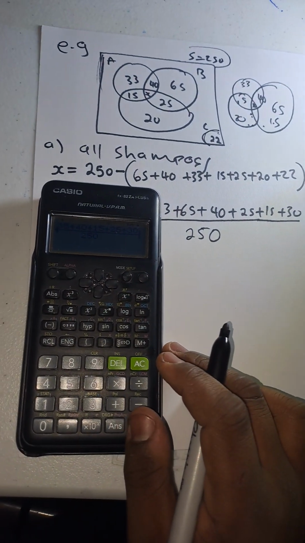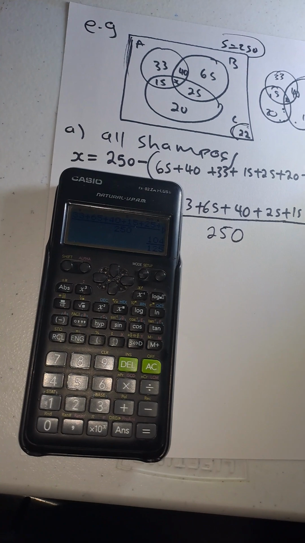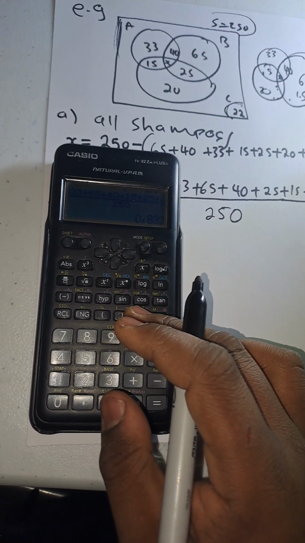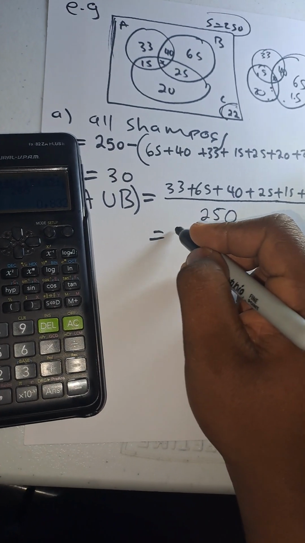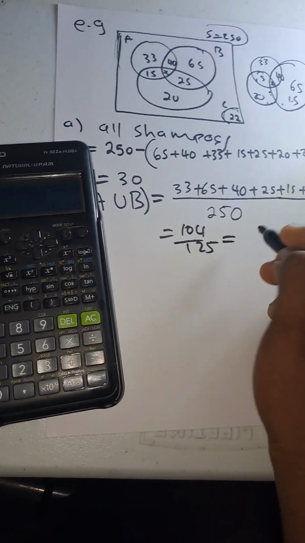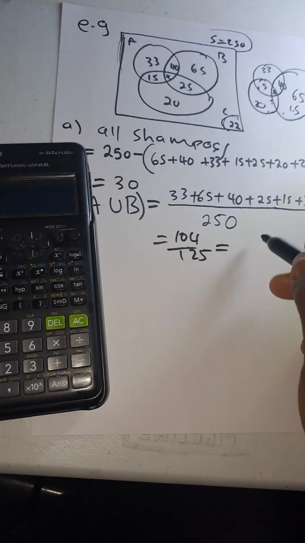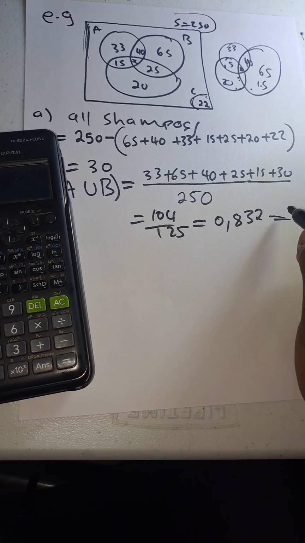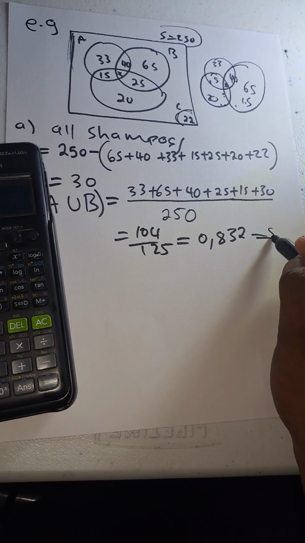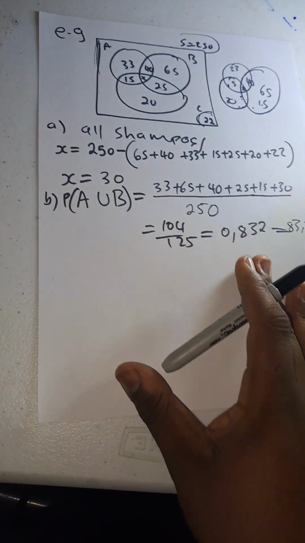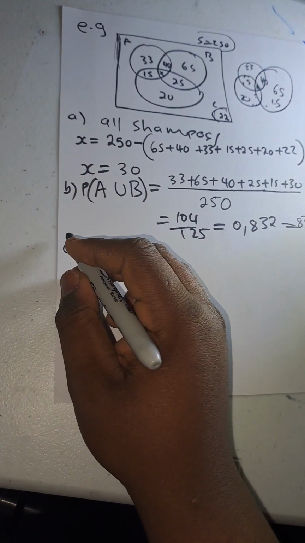Okay, let's check there. Yes, 104 over 125. Then we can take it to decimals. So let me write my answer. 104 over 125. Then if maybe they wanted it as a decimal, you can write it as 0.832. Then in percentage, 83.2%. You see, that's how you do it. So now let's go to the next question.